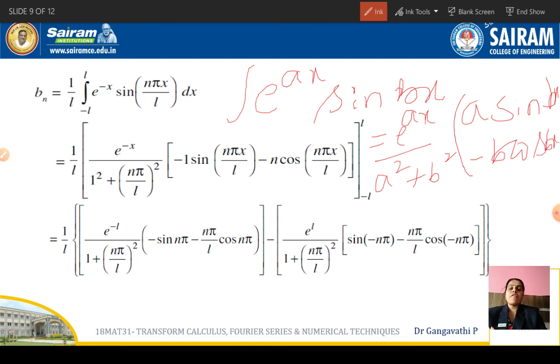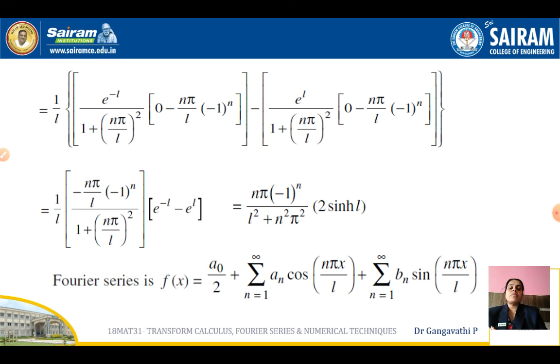So use the same formula and enter a is equal to minus 1 and b is equal to n pi by L. So we get this expansion between the limits minus L and L. Substitute the limits, upper limit minus the lower limit. So when we substitute upper limit and lower limit, then cos n pi, sin n pi values need to be substituted. So this is what the expansion we get.